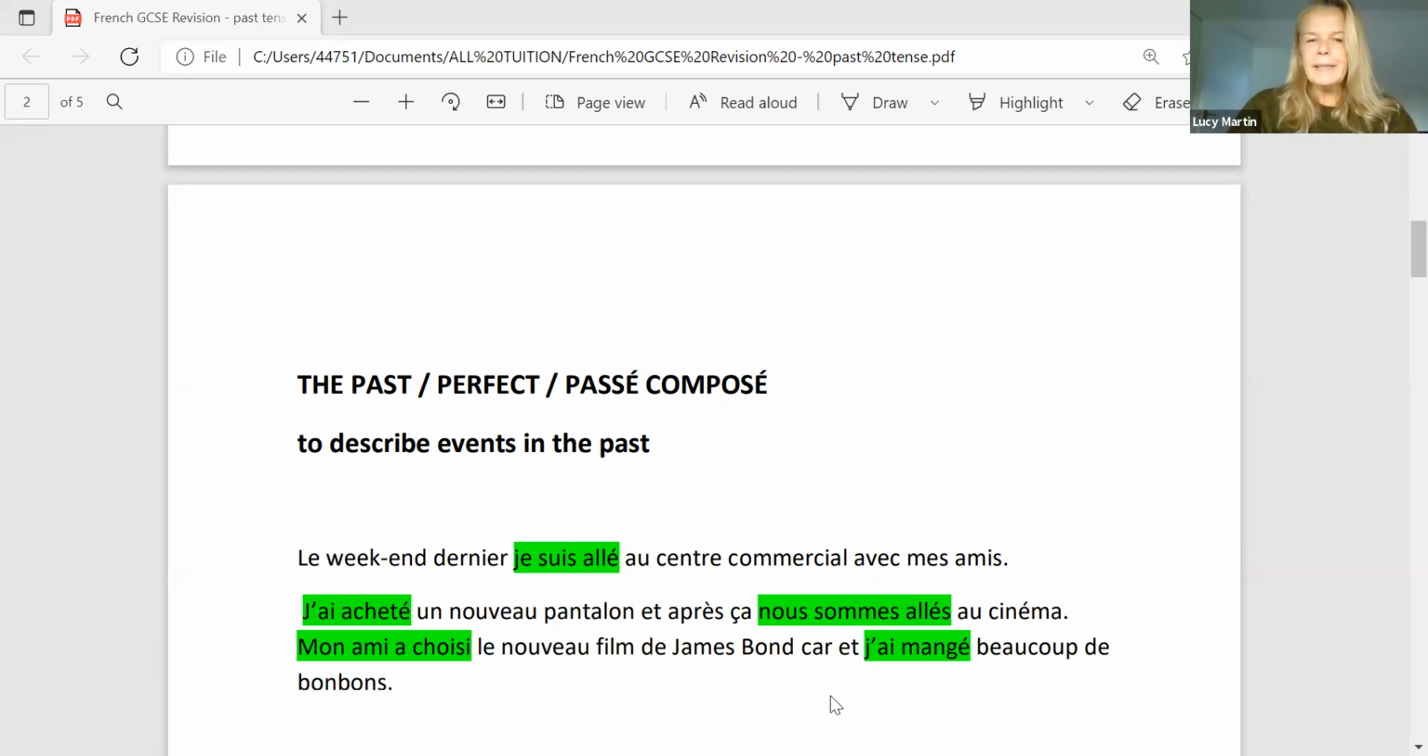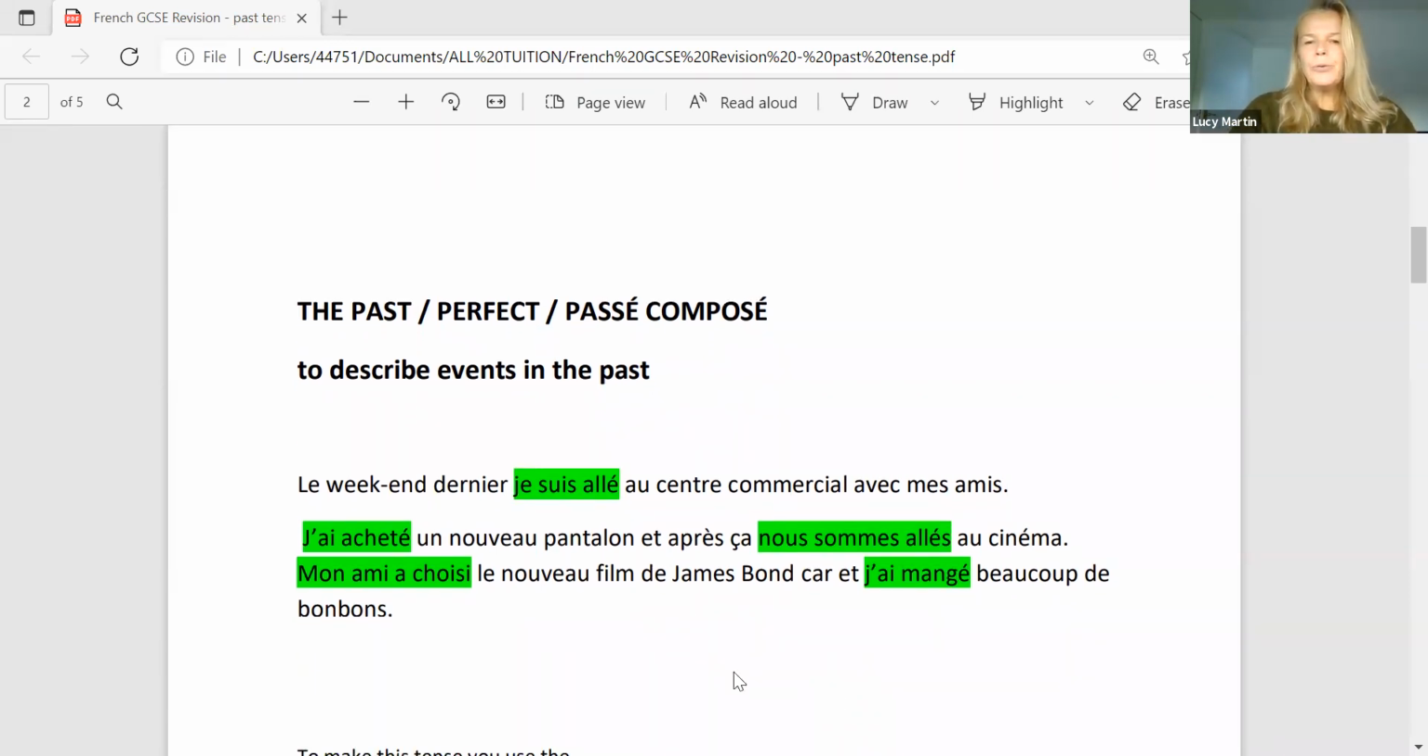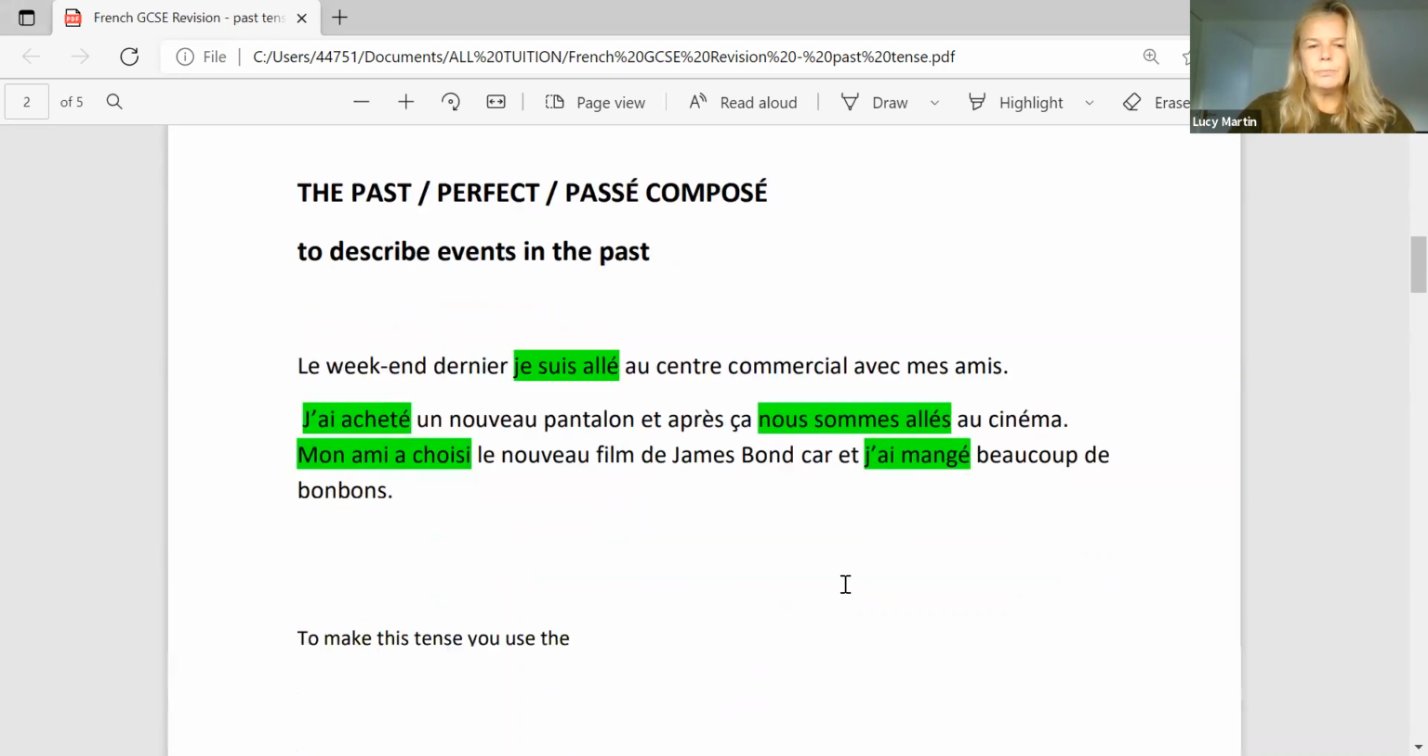Le week-end dernier, je suis allée au centre commercial avec mes amis. J'ai acheté un nouveau pantalon et après ça, nous sommes allés au cinéma. Mon ami a choisi le nouveau film de James Bond. Et j'ai mangé beaucoup de bonbons.